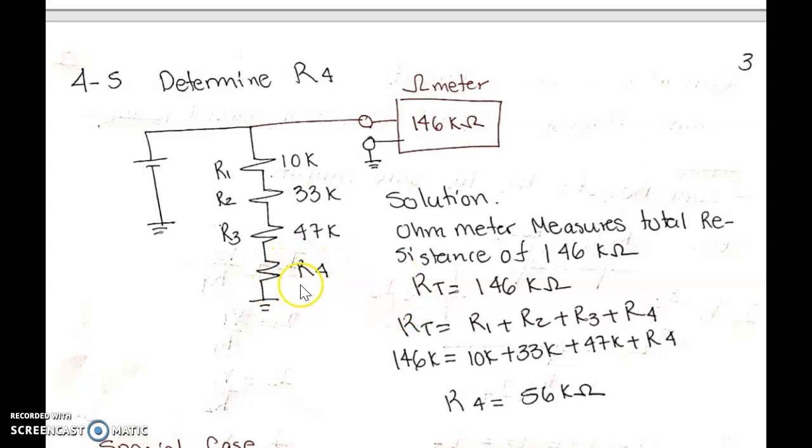In order to find R4, we know the formula says R total is equivalent to R1 plus R2 plus R3 plus R4. We have our total in this case. We have R1, R2, and R3. So we solve for R4, and R4 happens to be 56 kilohms.